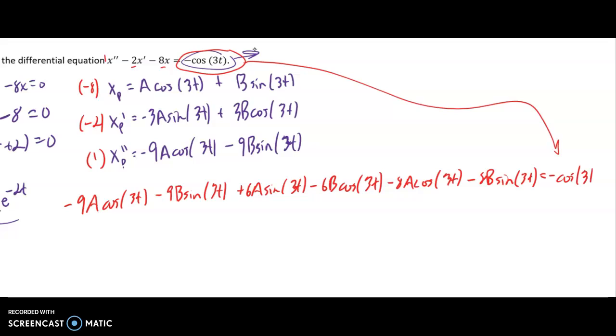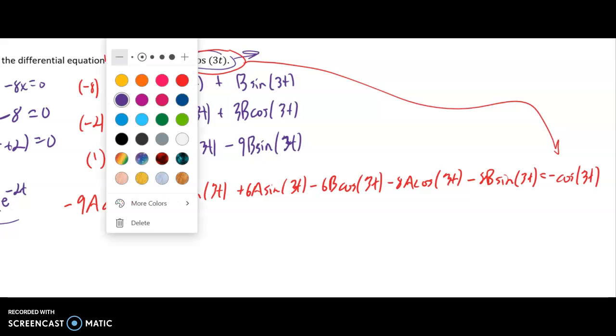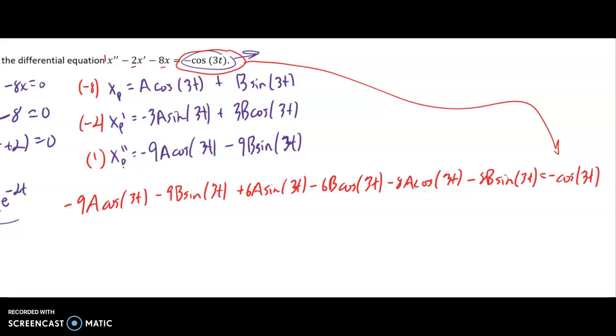cosine of 3t. So from here, let me get some good colors. I've got some cosine terms, 1, 2, 3, and 4. So I'm going to turn those into an equation.